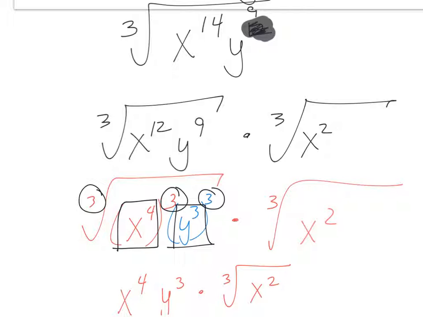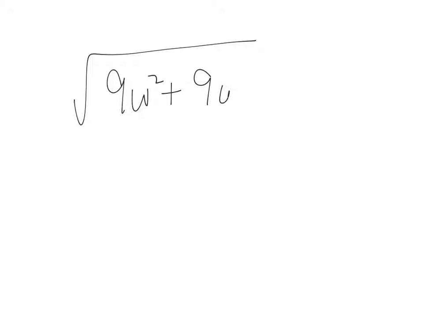Let's look at the last two parts now. We've got part D, which says the following. The square root of 9w squared plus 9u squared. Ooh, this is a tempting one to make a common mistake. Make that mistake that I warned you of in the beginning. What would the mistake be here? Don't tell me the answer. Tell me what the mistake would be.